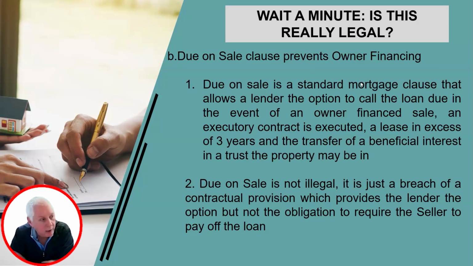If you execute something like a trust and you assign the beneficiary interest, they can call the loan due. I've seen it where if you execute a lease for longer than 3 years, it could be a violation of due on sale. It's all about control by the banks. That's all it is. But due on sale is not illegal. As I've said, it's just a breach of a contractual provision.